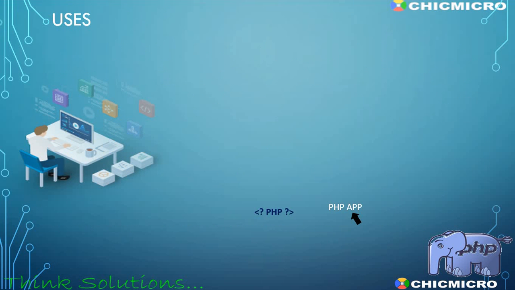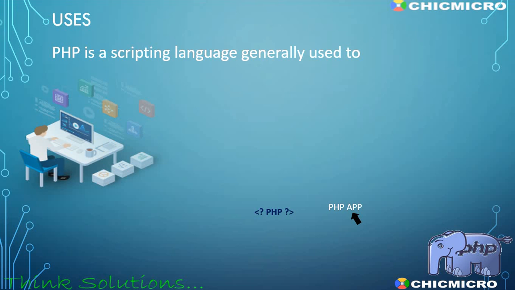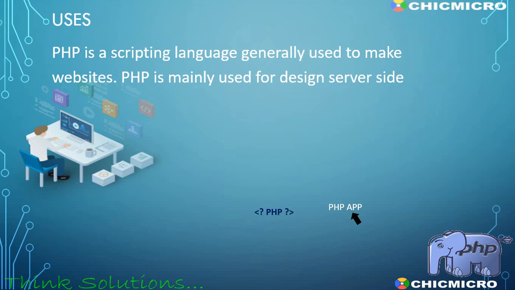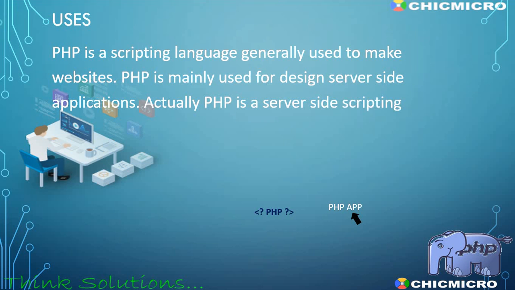What are the uses of PHP? PHP is actually a scripting language and generally used to make websites. We can make a website with HTML, but PHP is mainly used for designing server-side applications where we want to pull out information from the database, or we want the server to serve our visitors.